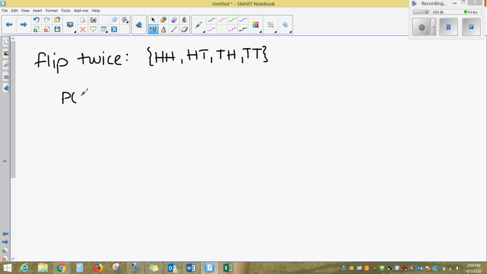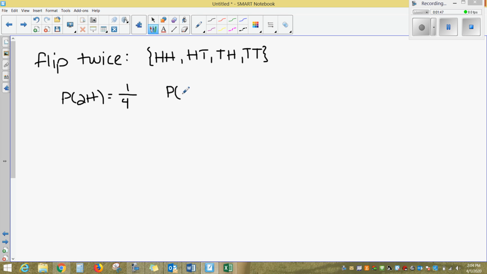Maybe I ask for the probability that I flip 2 heads in a row. If I read through that sample space, there's only one time on the list, one way that I can flip 2 heads out of 4 possible outcomes.